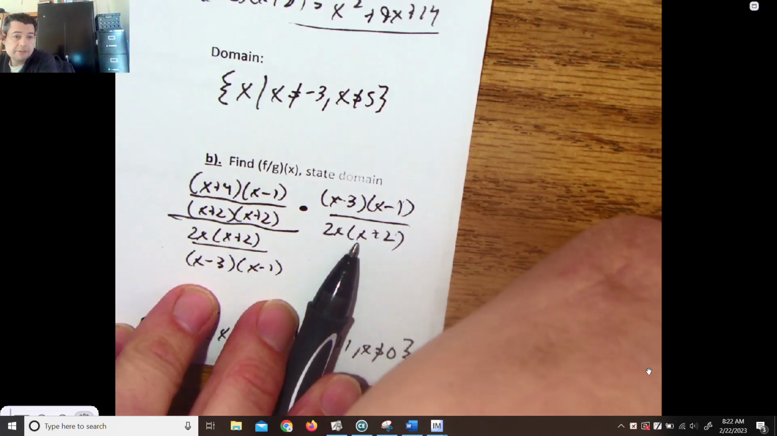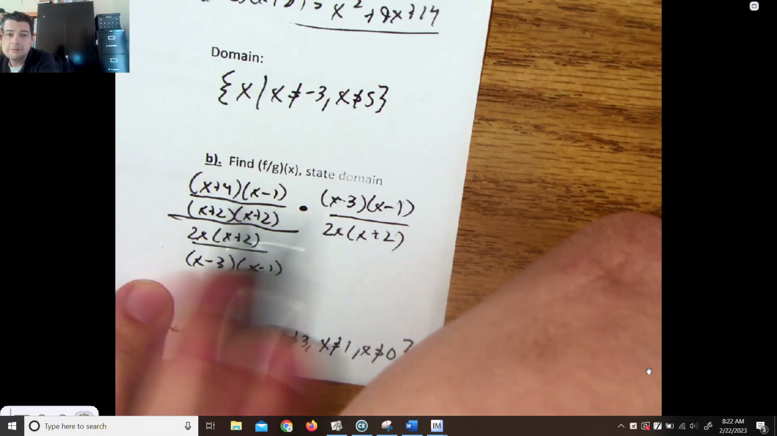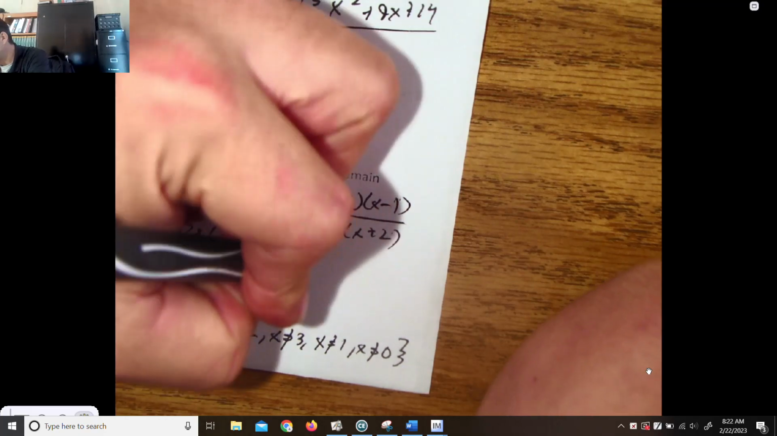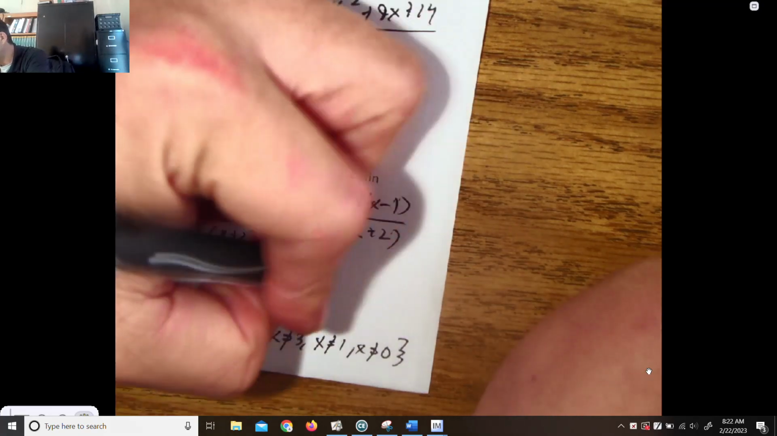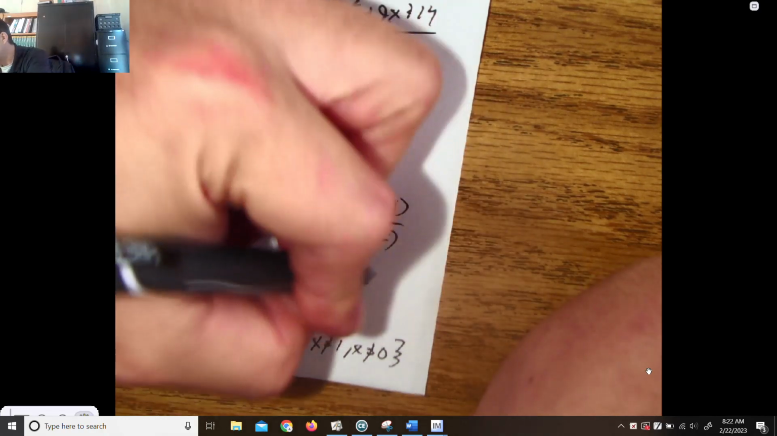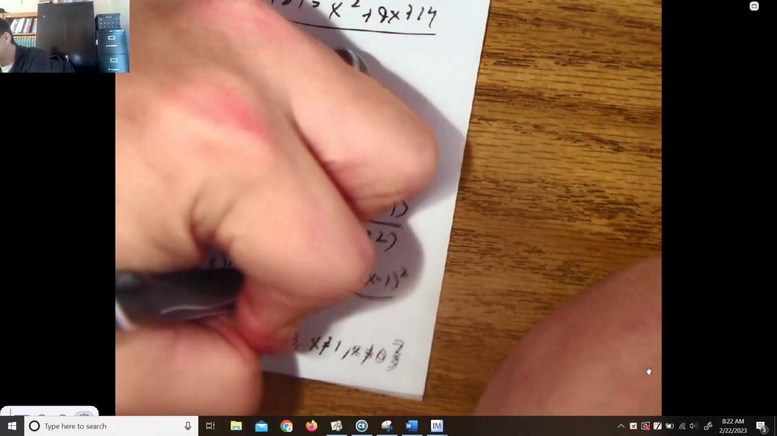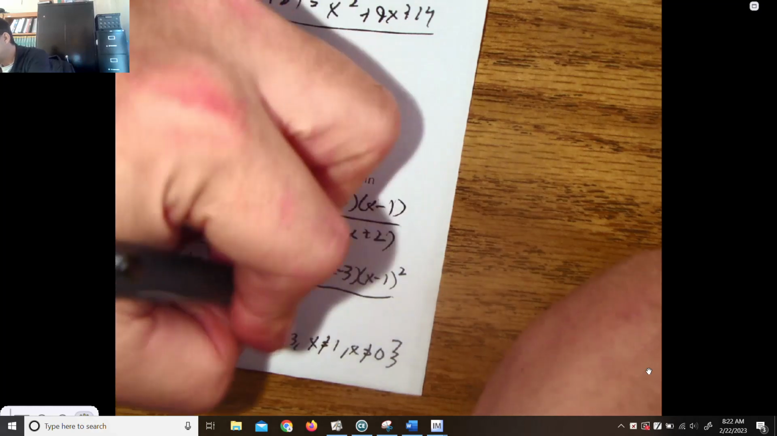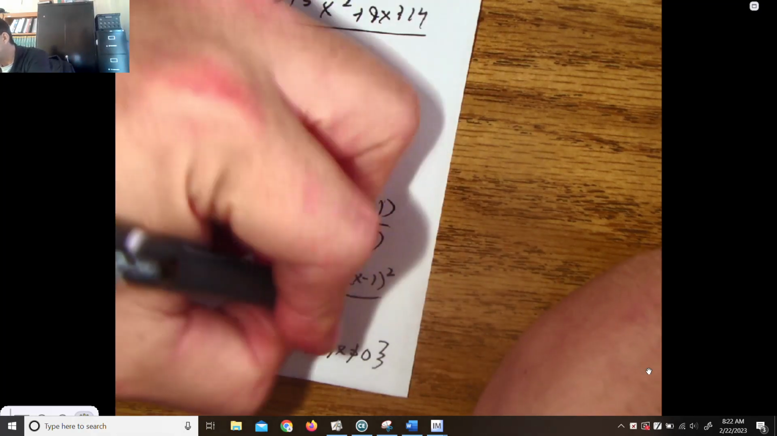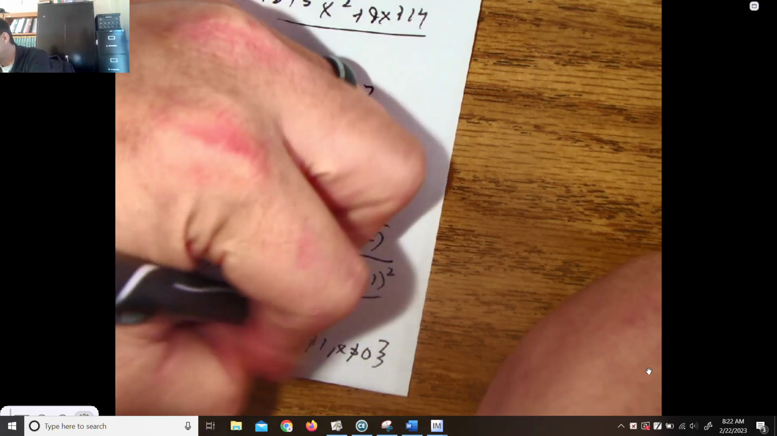And it would be quite the exercise to work this one out and get it in standard form, so we're not going to do it. We've got an x plus 4 and x minus 3. There's an x minus 1 twice. Down low we have a 2x, and we have an x plus 2 three times. That's about as pretty as I care to make that thing look.